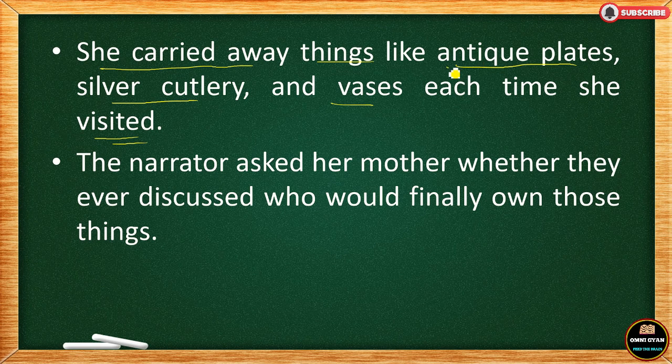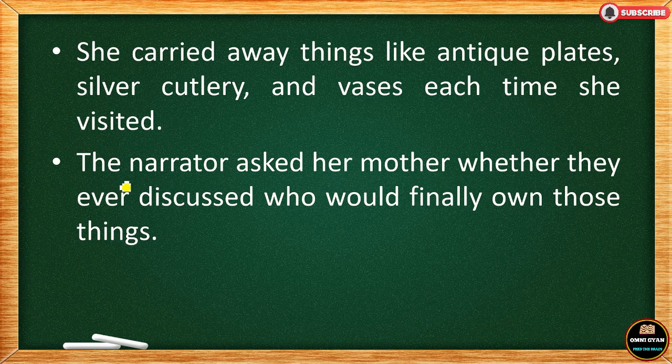All the items on the list are here. These are all very valuable items. Now, the narrator felt very angry with her mother. When the narrator asked, where are the things in the house? Many things are missing in the house. Then the narrator's mother told the narrator that Mrs. Darling used to come and take away these things.